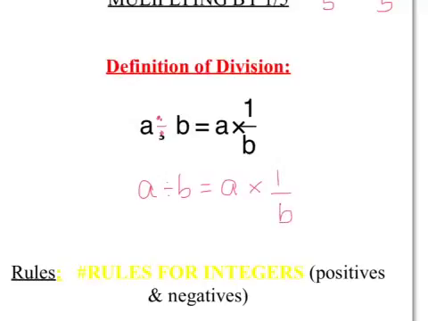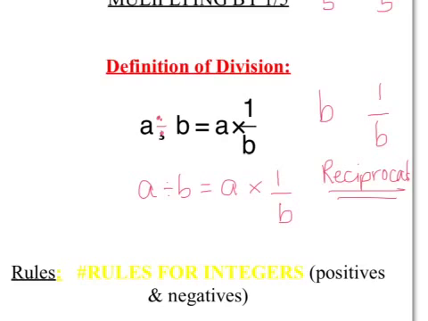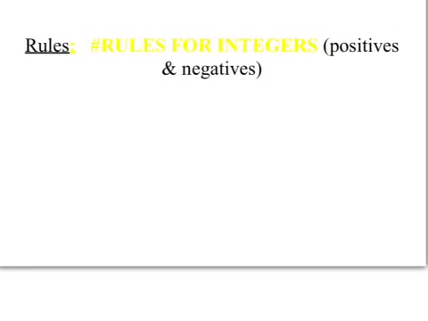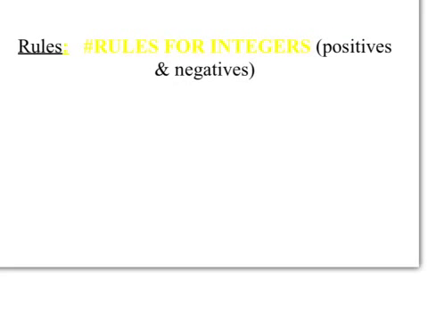Now let's look at B and 1 over B. What are those? B and 1 over B. We talked about that the other day. Those are reciprocals. Okay? All right, so we're going to practice this a little bit. But first, we're going to also talk about the rules of integers. So let's move up and let's talk about my hashtag rules for integers.